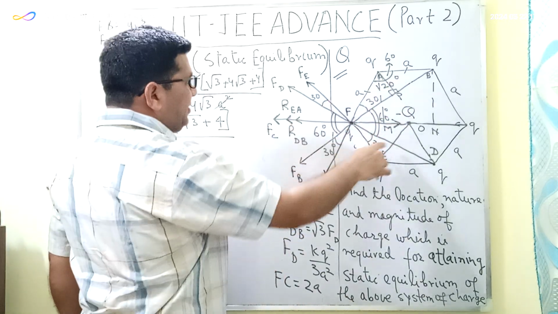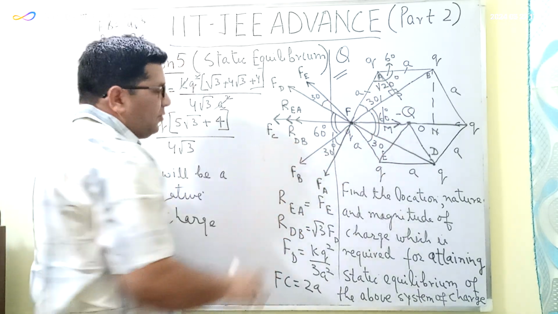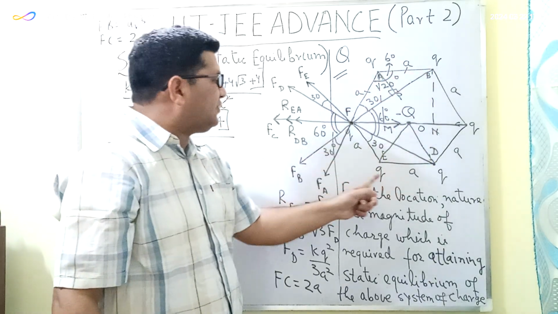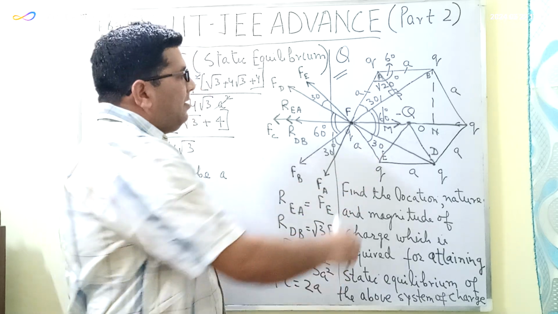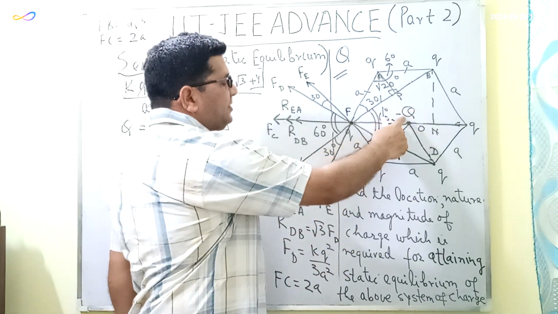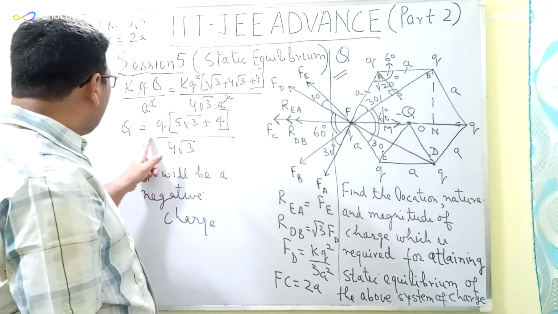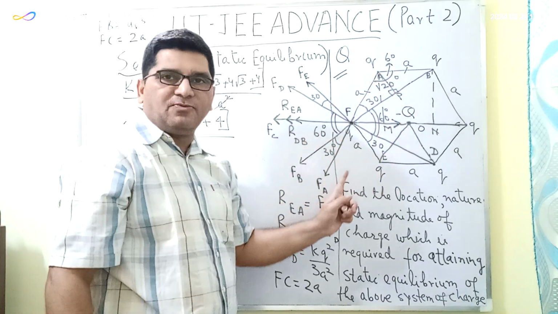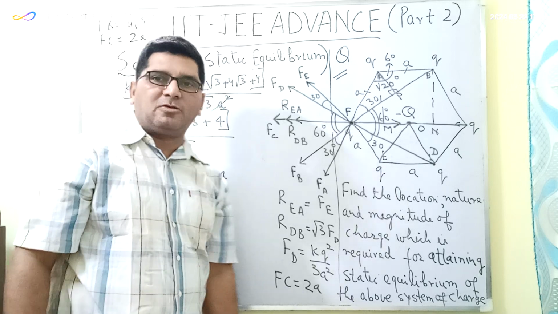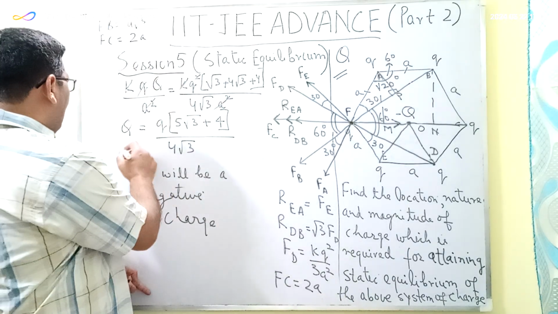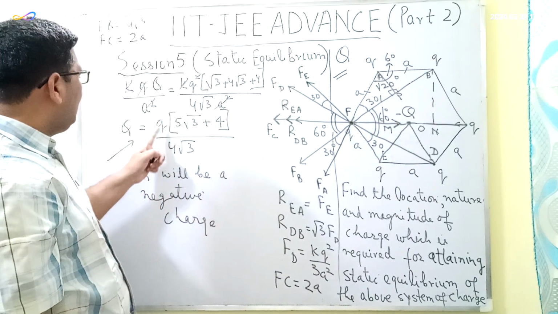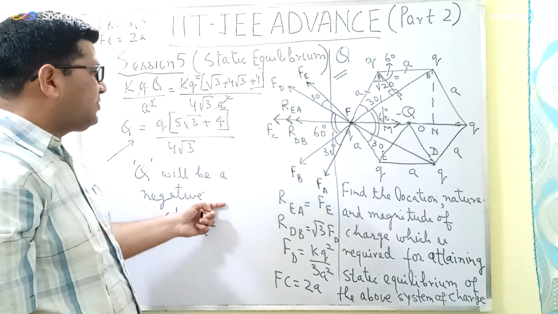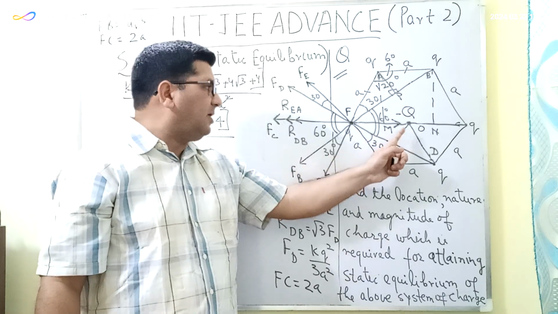Now, because of this symmetry, this resultant force which is acting on this charge q at F will be the same for all these 5 charges. So if I place a charge of this magnitude, and if it is a negative charge, then all these 5 charges will also be in a state of static equilibrium. So the answer is the magnitude of the charge is q in bracket 5 root 3 plus 4 divided by 4 root 3, and it should be a negative charge and it will be placed at the center of this hexagon.